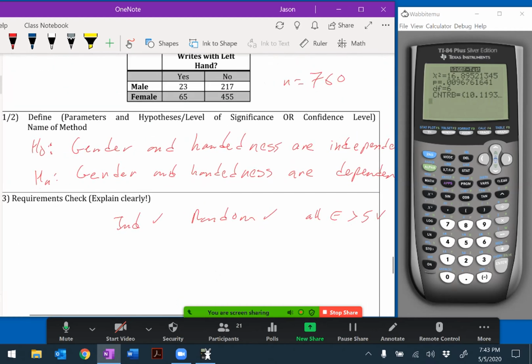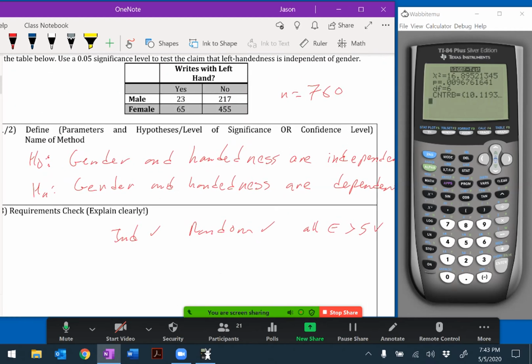Now we want to do our calculations. Again, if I do it on the calculator, I just have to do one matrix. This matrix A is going to be a 2 by 2, not 2 by 3 anymore. So I'm going to edit it to a 2 by 2 this time, and I'm going to put in my observed values, 65 and 455.